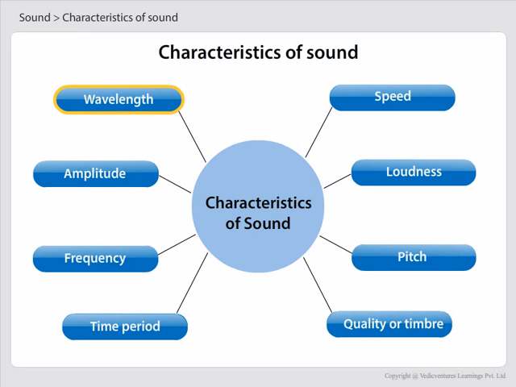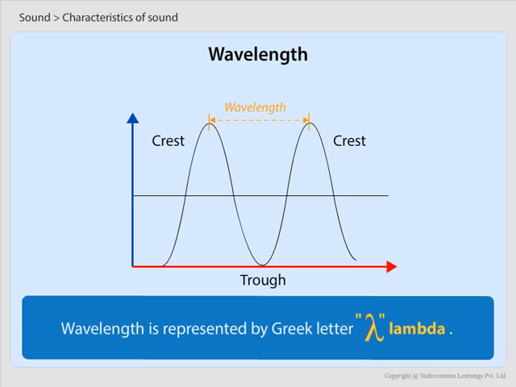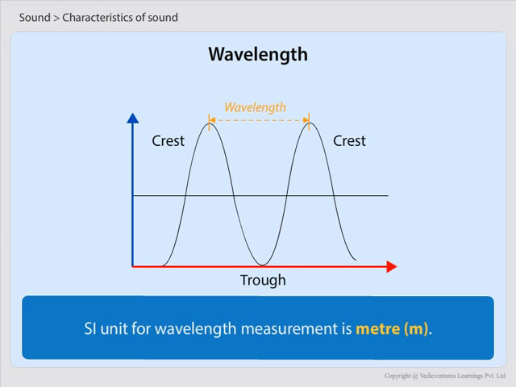Wavelength. Let us understand what is meant by wavelength. Wavelength is the distance between two consecutive crests or troughs. Wavelength is represented by the Greek letter lambda. The SI unit for wavelength measurement is meter.